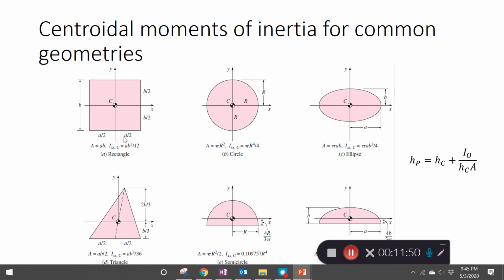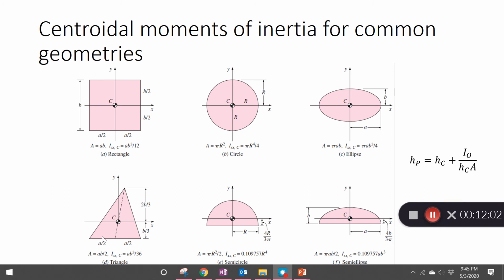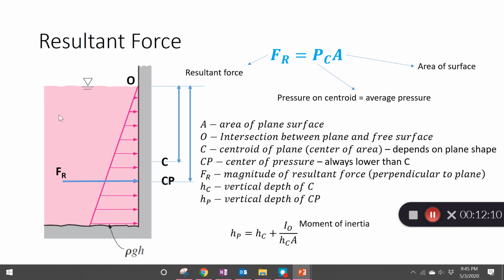Okay, I think for all these three shapes at the top, they are all at the center. But for these three, they are different. Okay, you've seen this in your statics. Now let's say the C here, the center is of course halfway from the top. So let's say our wall just now is rectangular, so the C will be halfway from the top.